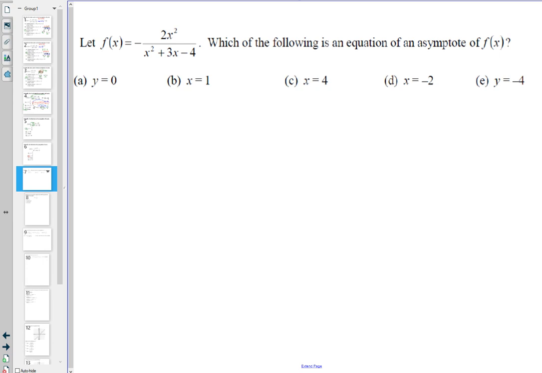Okay, let f of x be whatever's there. Which of the following is an equation of an asymptote? Okay, I like this question. Now this doesn't say anything about what type of asymptote. We just gotta figure out which one of these would be an asymptote. So let's do the easy one first. Okay, horizontal asymptotes.